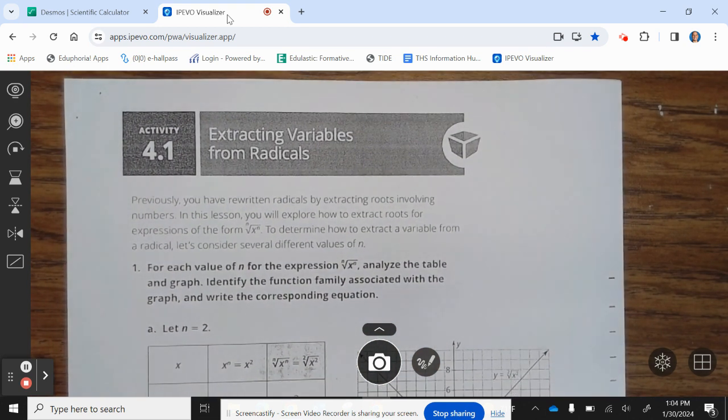Activity 4.1, extracting variables from radicals. Previously, you've rewritten radicals by extracting roots involving numbers. In this lesson, you will explore how to extract roots for expressions of the form the nth root of x to the n. To determine how to extract a variable from a radical, let's consider several different values of n. 1. For each value of n, the expression nth root of x to the n, analyze the table and graph, identify the function family associated with the graph, and write the corresponding equation.